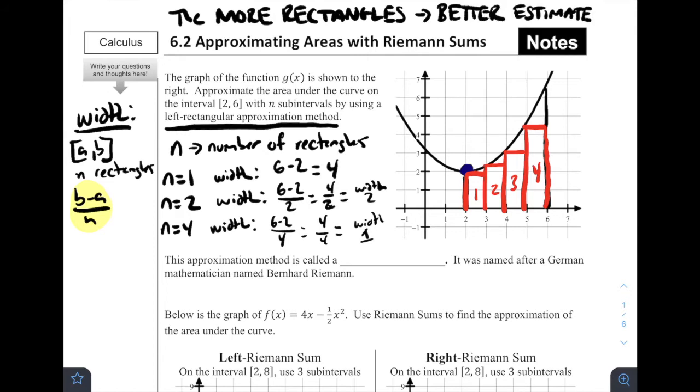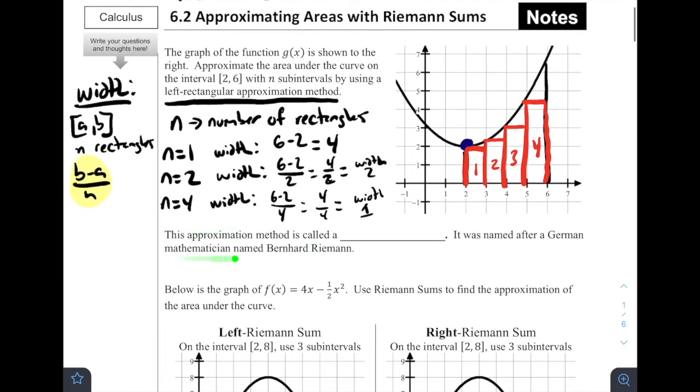Now the idea here is this: as we have more of these, less of this area is going to be wasted and missed here. But it's never going to be exact, because we have these horizontal lines and there's always going to be some area missed. So in general, the more rectangles you have, the better, but it's always going to end up being an approximation or an estimate of the area under the curve until we can bring in some more calculus, which we'll talk about in the next couple lessons.